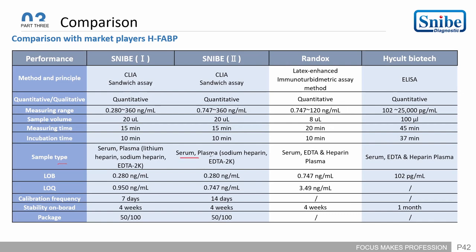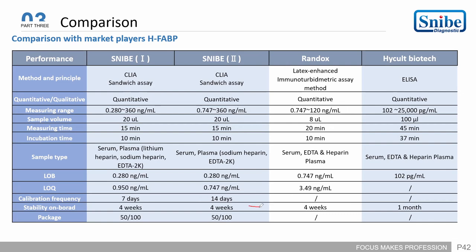The sample type is serum and plasma, with potassium or sodium heparin or dipotassium EDTA, while serum, dipotassium EDTA and heparin plasma are also recommended by the ELISA Hycult Biotech and the Randox latex-enhanced immunoturbidimetric assays. If we talk about calibration frequency, we have a two-week on-board calibration stability, while the calibration stability for the Randox and other platforms is not available at the moment.